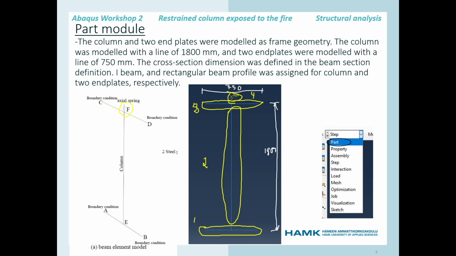And because we are going to solve this problem with dynamic analysis, explicit dynamic analysis, we need to have a point that has the inertia properties. Otherwise, it will not simulate that one. So let's begin the creation of the parts. We will create 4 parts, and we will follow the dimension of the length of the part, and similarly we will use this I-beam and the rectangular beam profile for the column and end plates respectively.